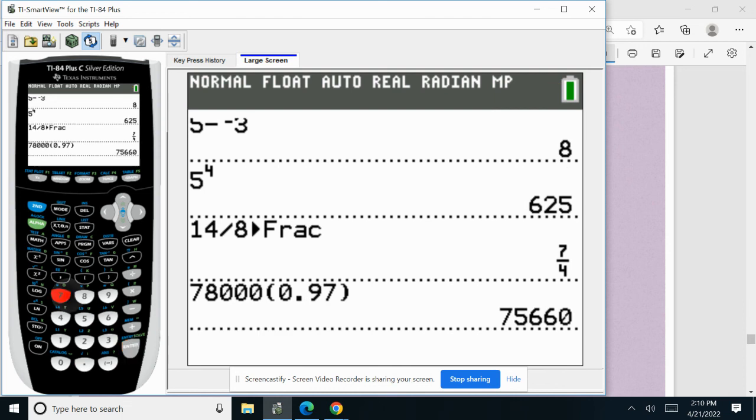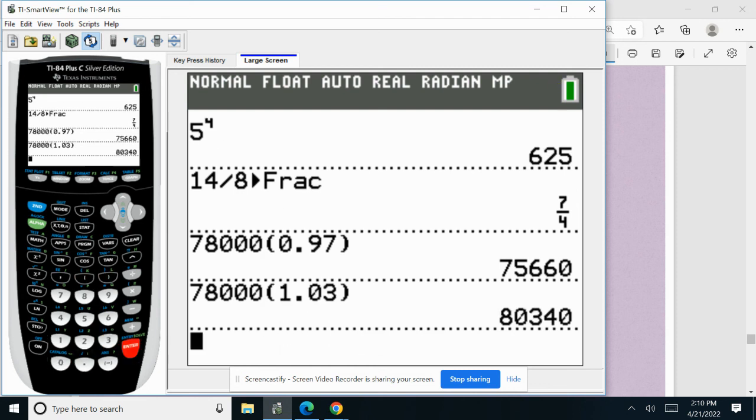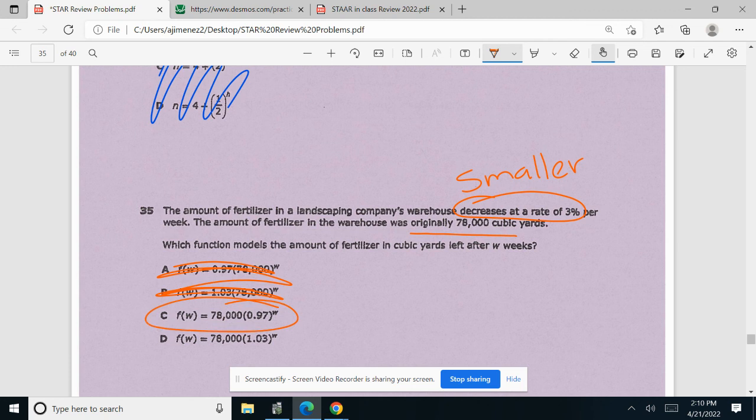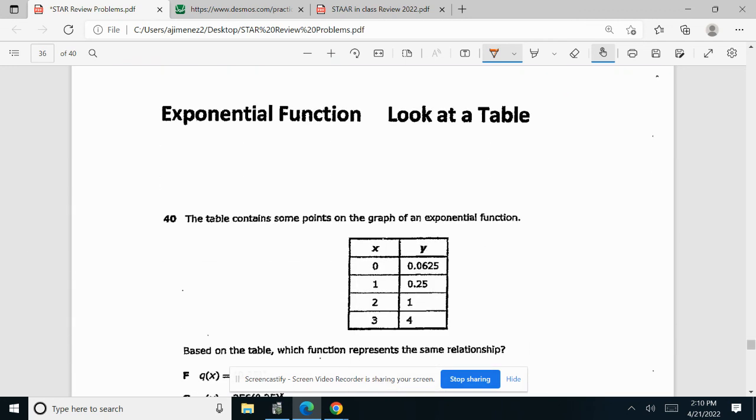And then I would do the other one that had the 1.03 and figure out which one of those numbers is smaller. So the smaller number is 75,660. So that means my answer would be the 0.97 because it's smaller. That's what decreases it.